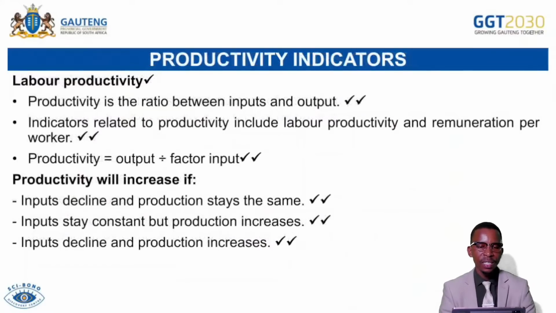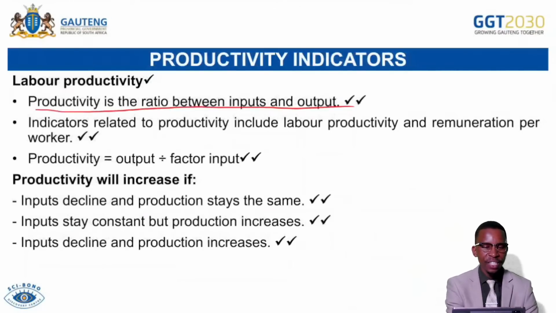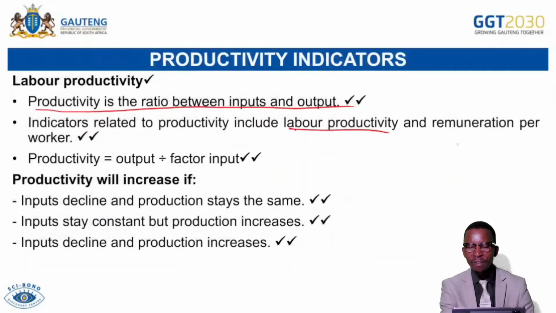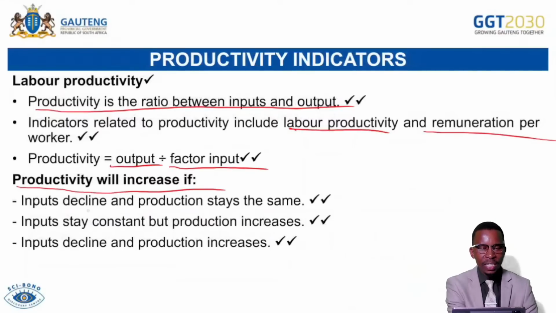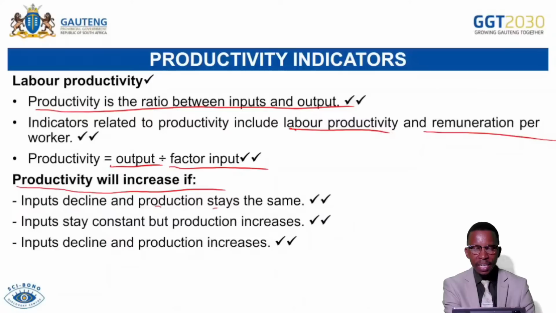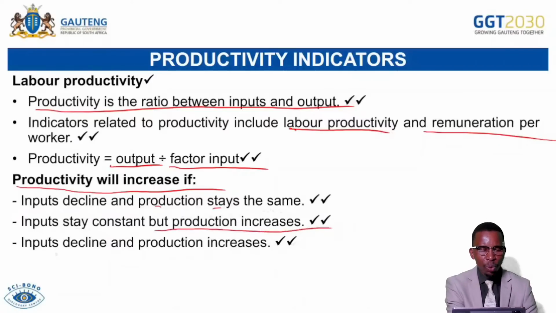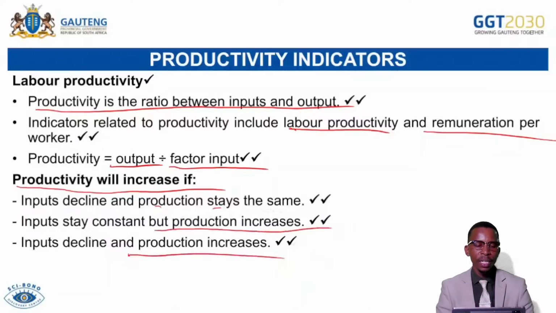Then labor productivity indicators. Labor productivity is the ratio between inputs and output. That's a definition. Indicators related to productivity include labor productivity and remuneration per worker. Productivity equals output divided by factor input. Labor productivity will increase if input declines and output stays the same, if input stays constant but output increases, or if inputs increase but output increases more.